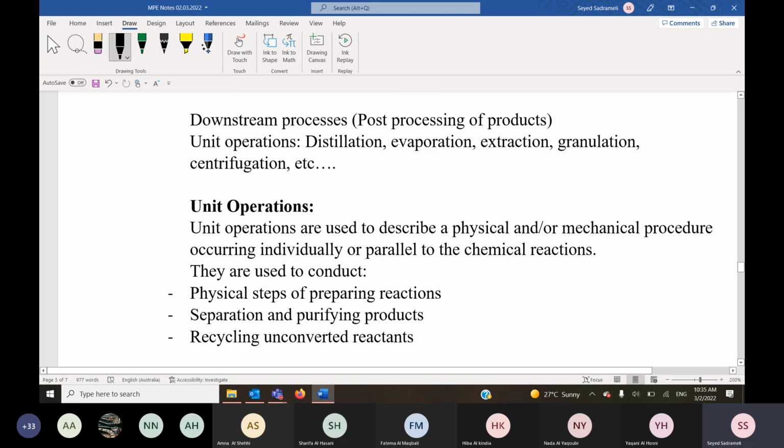Okay, let's look at the unit operations. Unit operations are used to describe a physical and/or mechanical procedure occurring individually or parallel to the chemical reactions. So they are used to conduct physical steps of preparing reactions, separating and purifying products, or recycling and converting reactions. When you have a reaction, part of the products are the goods or main products, and some are byproducts which may not be used in the market, so we have to recycle them back to the system.